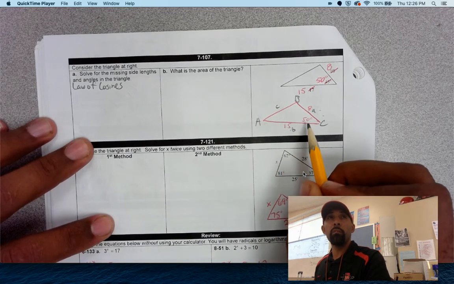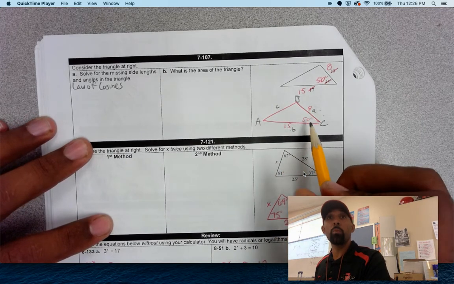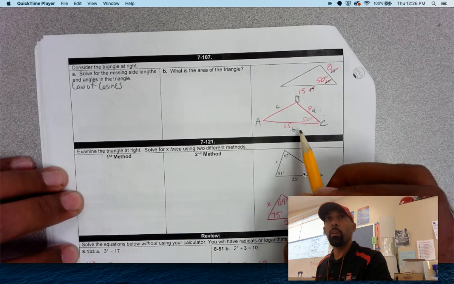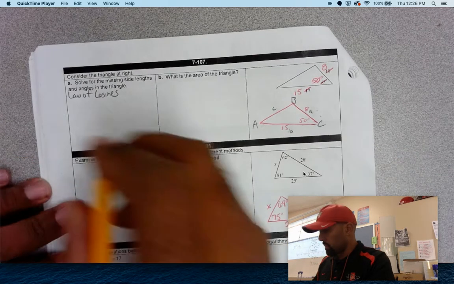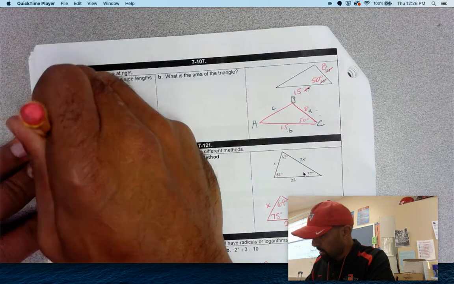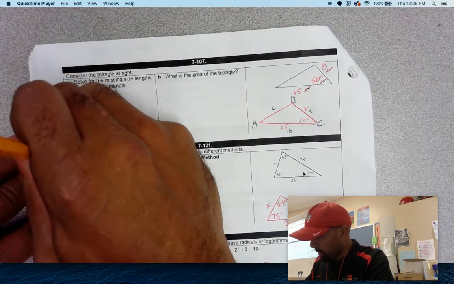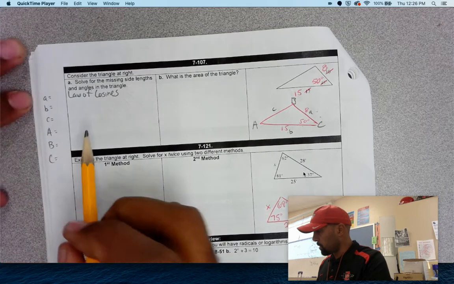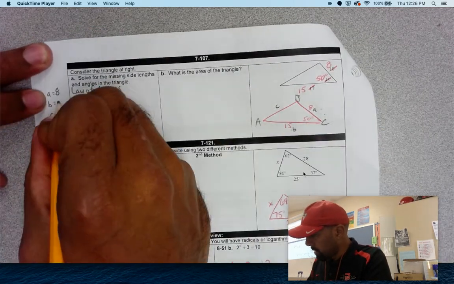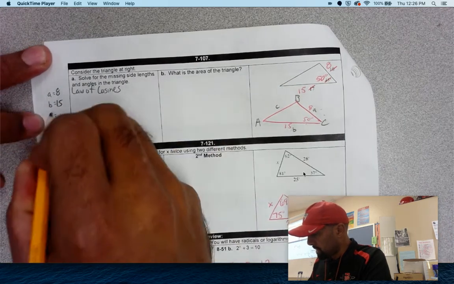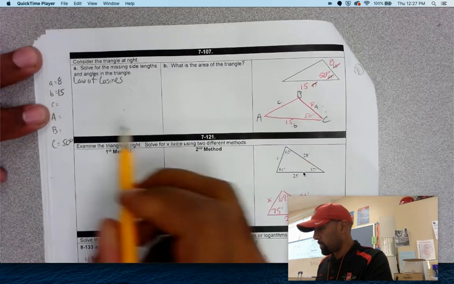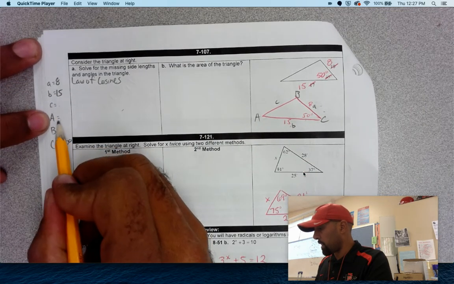All right, so we're looking for the missing side. What that means is you're looking for everything, all missing sides. So let's just list them all out and write down what we know and what we don't know. It looks like we have side A, which is 8, side B, 15, and angle C, which is 50. That's the only thing we do know. So I'm going to have to look for side C, side A, and side B.